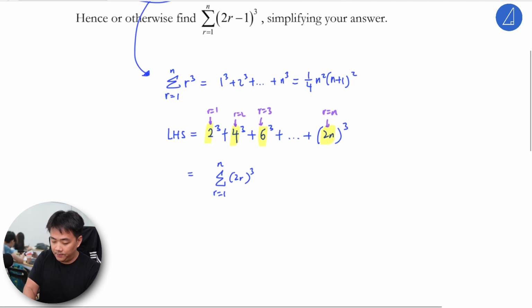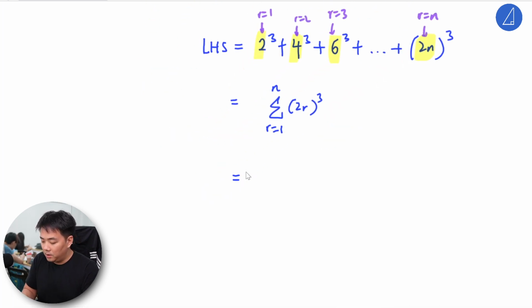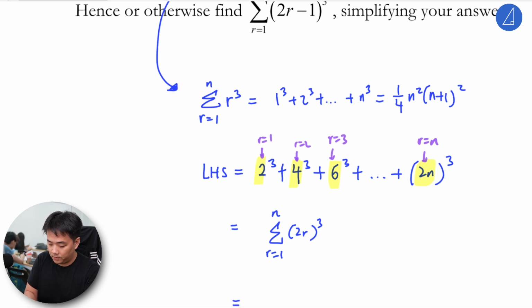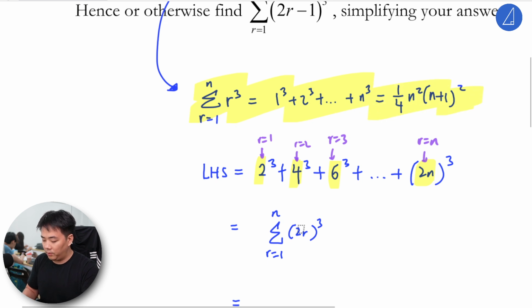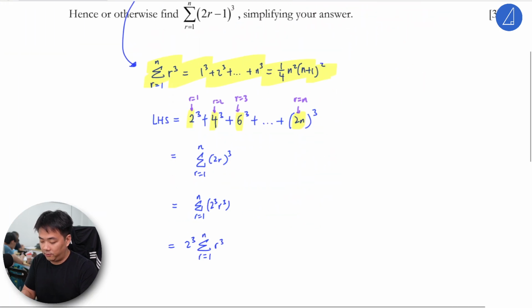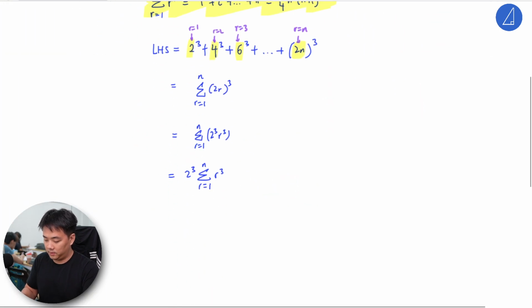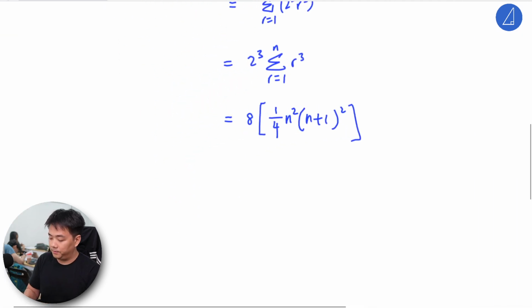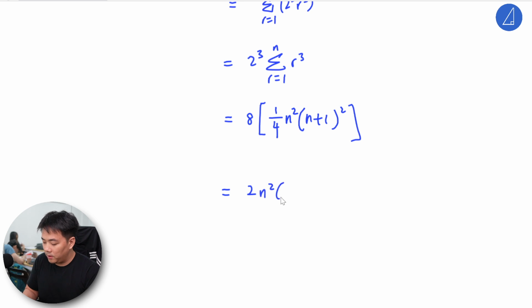Great. Because we were given this formula with r cubed but we do not have the 2 there, we bring the 2 out. Shouldn't be an issue. This will be 2 cubed times the sum of r cubed, and 2 cubed is 8. Here we just replace with the formula given to us on the left. There you go. Then we simplify this, and this will be 2n squared (n plus 1) squared, which equals the right hand side shown.